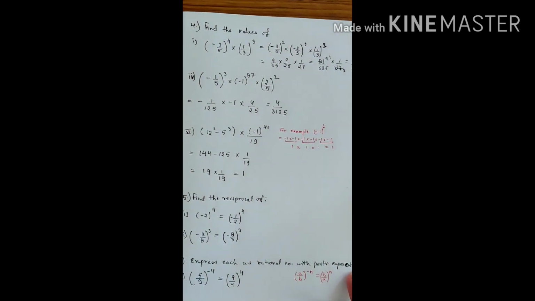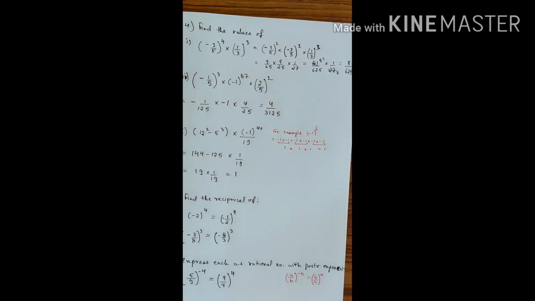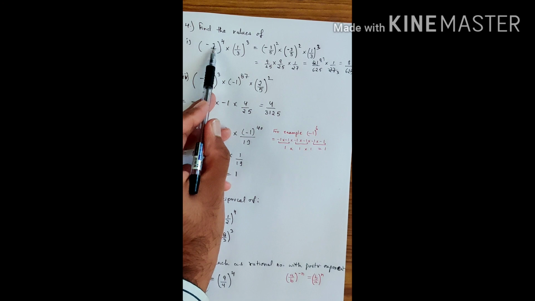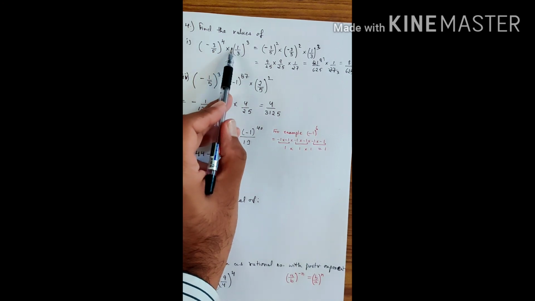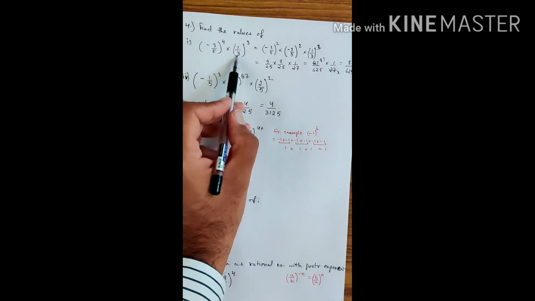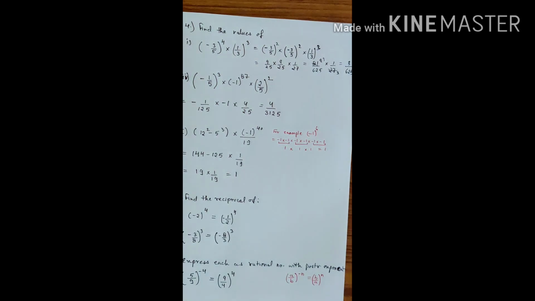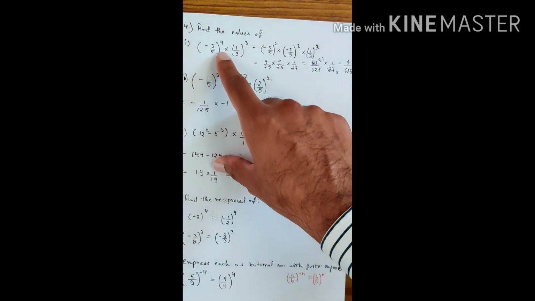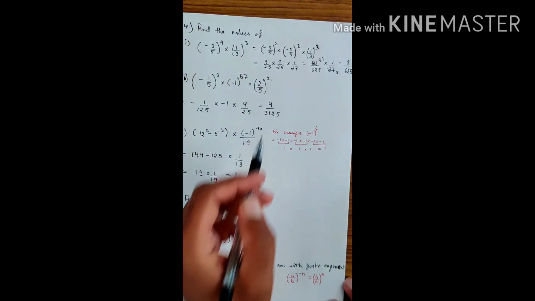Moving ahead to your next question, where we have to find the values of the given expressions. So your first question is minus 3 by 5 raised to the power of 4 into 1 by 3 raised to the power of 3. So again we'll expand this. See, I am breaking this into two parts.